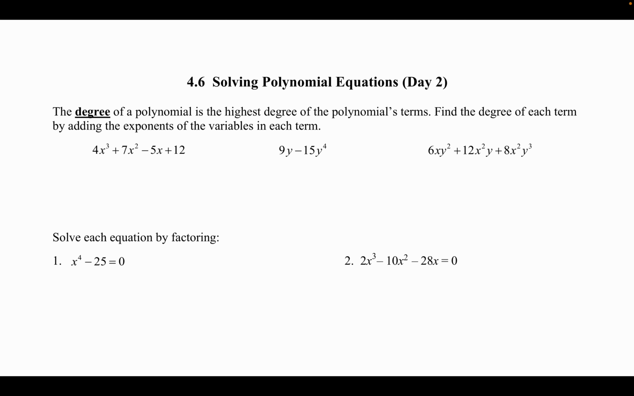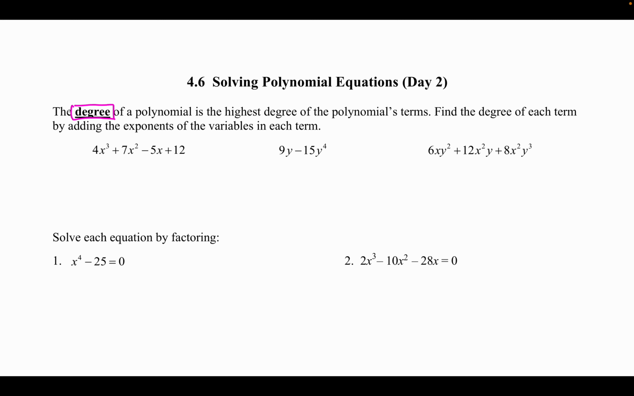Okay, so before we get into actually how we're going to solve these polynomial equations, we need to talk about a vocabulary word real quick, a term that I'm going to keep using, and that is the degree of the polynomial. When I think of the degree of the polynomial, I typically just think, what is the highest exponent I see? To be a little more technical though, the definition you have here written down: the degree of a polynomial is the highest degree of the polynomial's terms. So we're going to find the degree of each term by adding the exponents of the variables in each term.